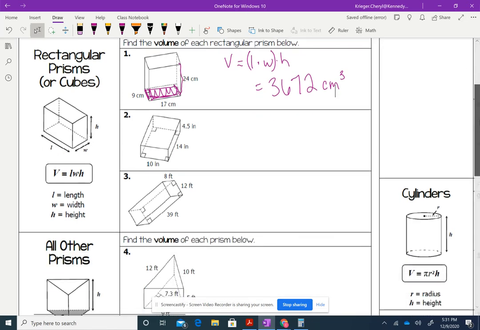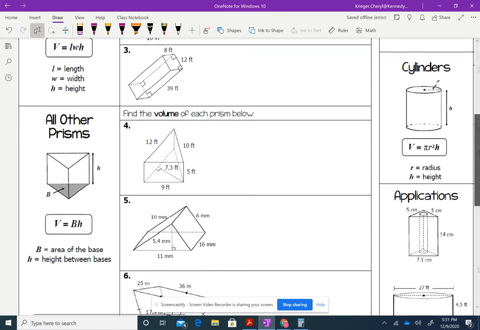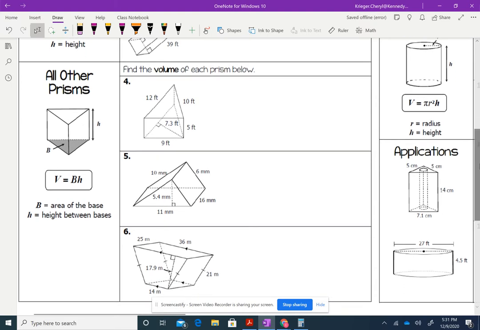I'll leave you guys number 2 and 3 to do. And if you can try to remember volume equals the area of the base times the height, that should get you through the rest of our prisms, regardless of if it's a triangle or a trapezoid or a circle.